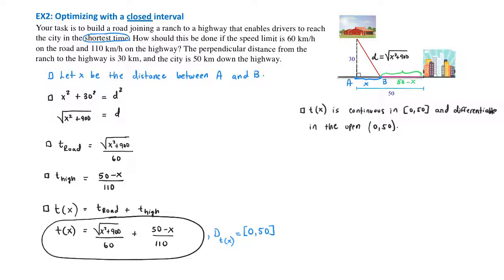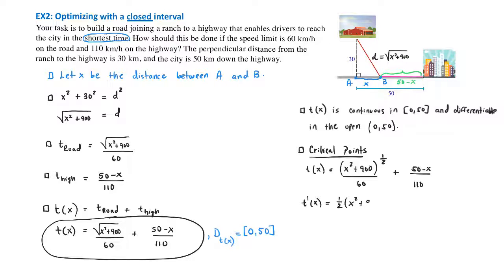So let's go ahead and find the critical points. To do that, we're going to differentiate. So let me write over here, critical points. This is our goal right now. To differentiate, I find it easier to turn the radical to exponent form, rewrite it as x squared plus 900 to the 1/2 over 60, and then plus 50 minus x divided by 110. And now finding the first derivative, this is going to be equal to 1/2 times x squared plus 900 to the negative 1/2. Then using chain rule, this will be 2x, all this divided by 60.